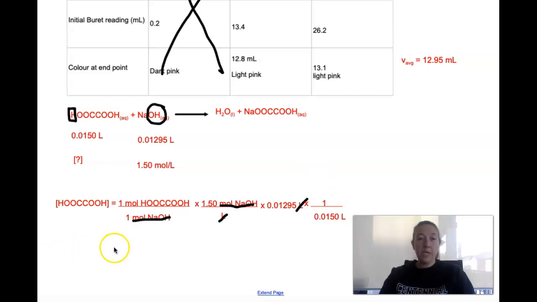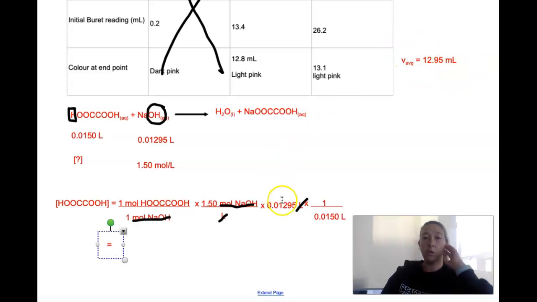So some common mistakes you guys tend to make usually has to do with this average volume when you go to plug it into your calculation. Sometimes you guys like to round this. Don't round it, because if you round this number, that's going to impact your final answer. So make sure that you do use that whole number once you average it inside of your calculation. So now what are we going to get?